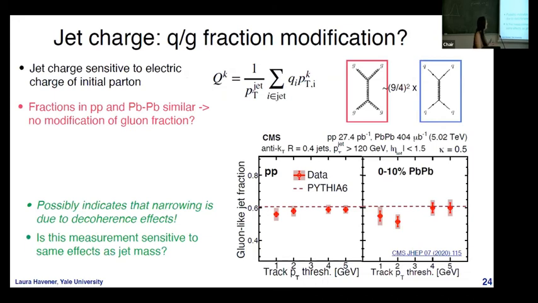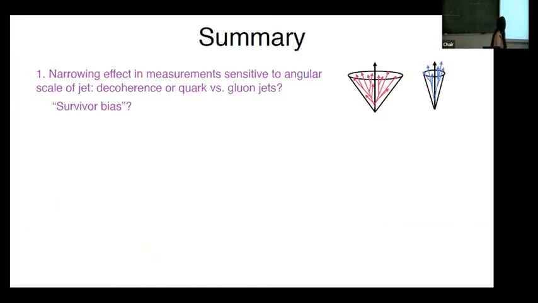And so one thing that I thought was interesting, a result that came out kind of recently, was the CMS measurement of the jet charge, which is sensitive to the electric charge of the initial parton, so it gets at the flavor. What they did is they extracted the gluon fractions using a Pythia template fit in PP and in lead, which is shown here. And surprisingly, they saw no modification to the gluon fraction. So I thought this was interesting because this could possibly indicate that this narrowing we're seeing is due to these decoherence effects.